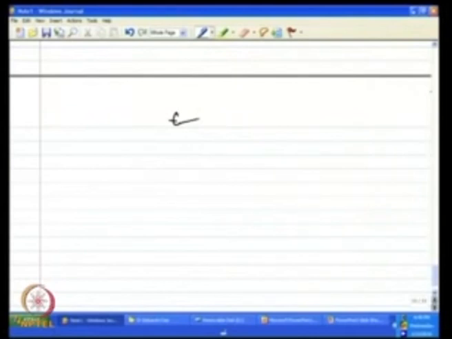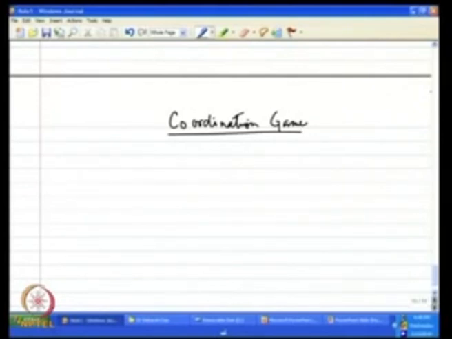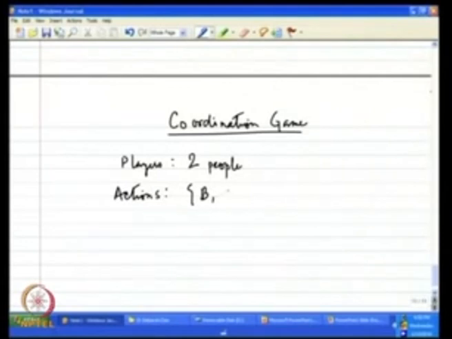Let me discuss another game before we finish this lecture. This is known as the coordination game. The coordination game can be thought of as a variant of the Battle of Sexes game. Here again, like the Battle of Sexes game, there are two players, two people, let us suppose. And like the Battle of Sexes game, they are planning to go either to a boxing match or to an opera house.